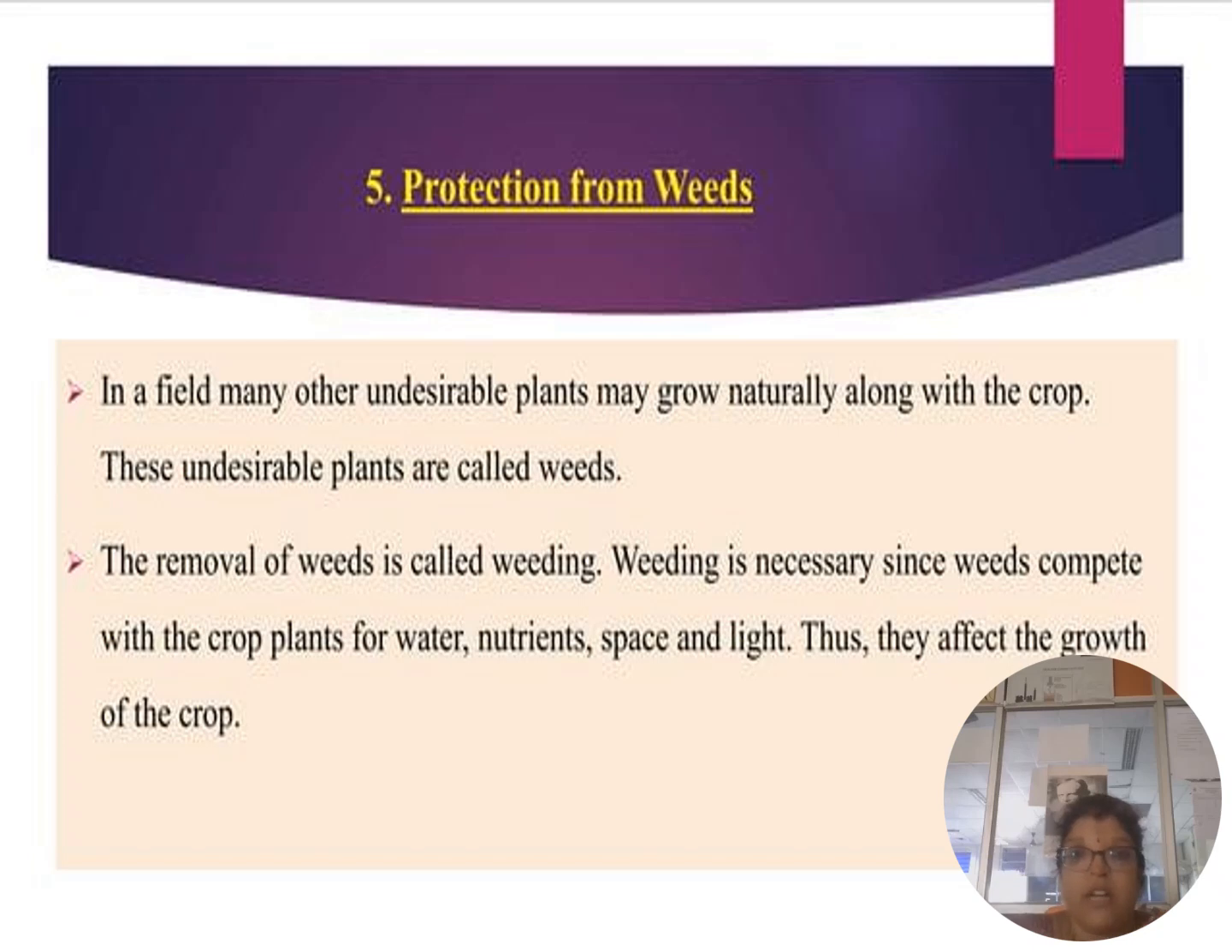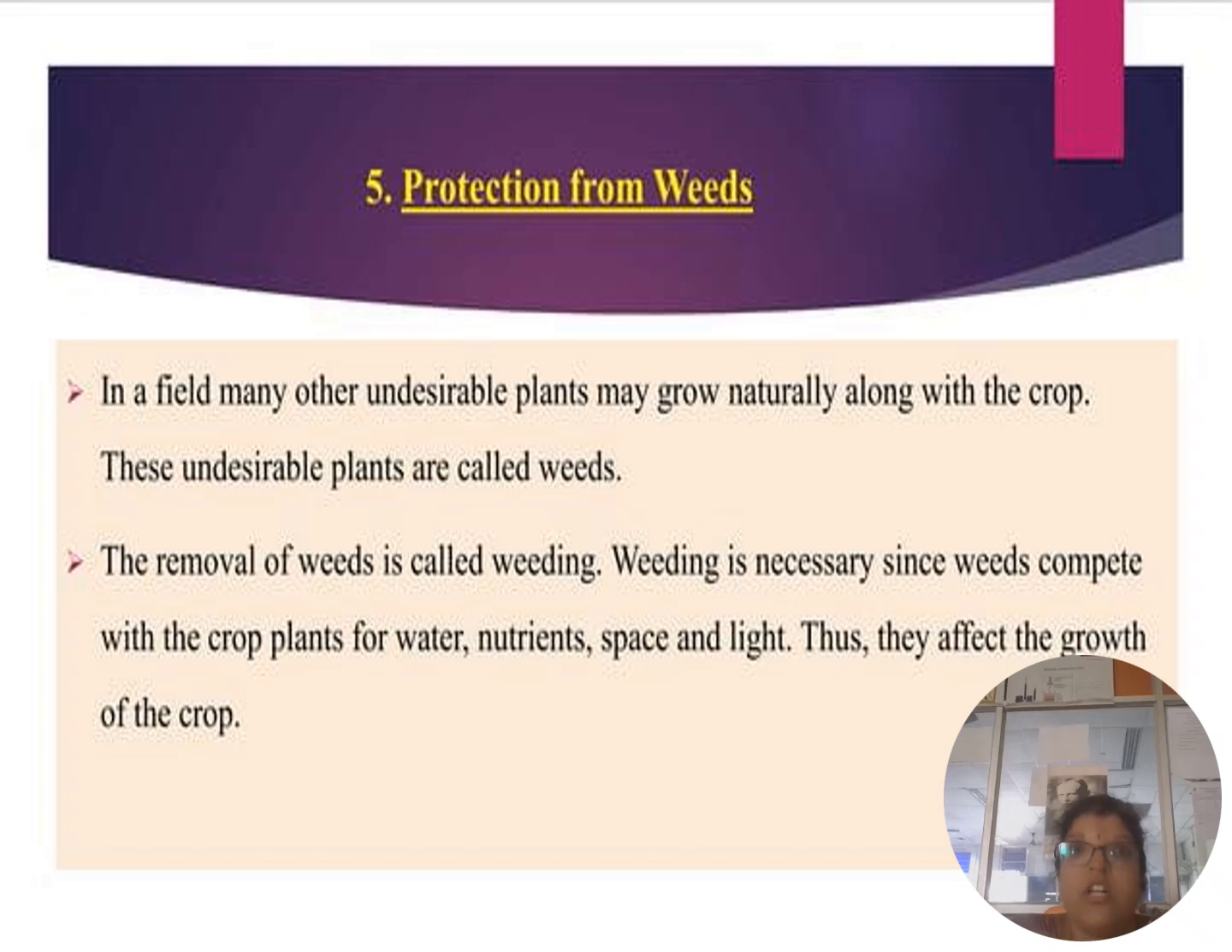And next is crop protection. Weeds may grow, so you have to protect the crops from the weeds. These are called undesirable plants that grow along with the crop. You have to remove them so that the yield is increased and the inputs are properly utilized by the crop. That process is called weeding. It can be done either manually or through implements called weeders.